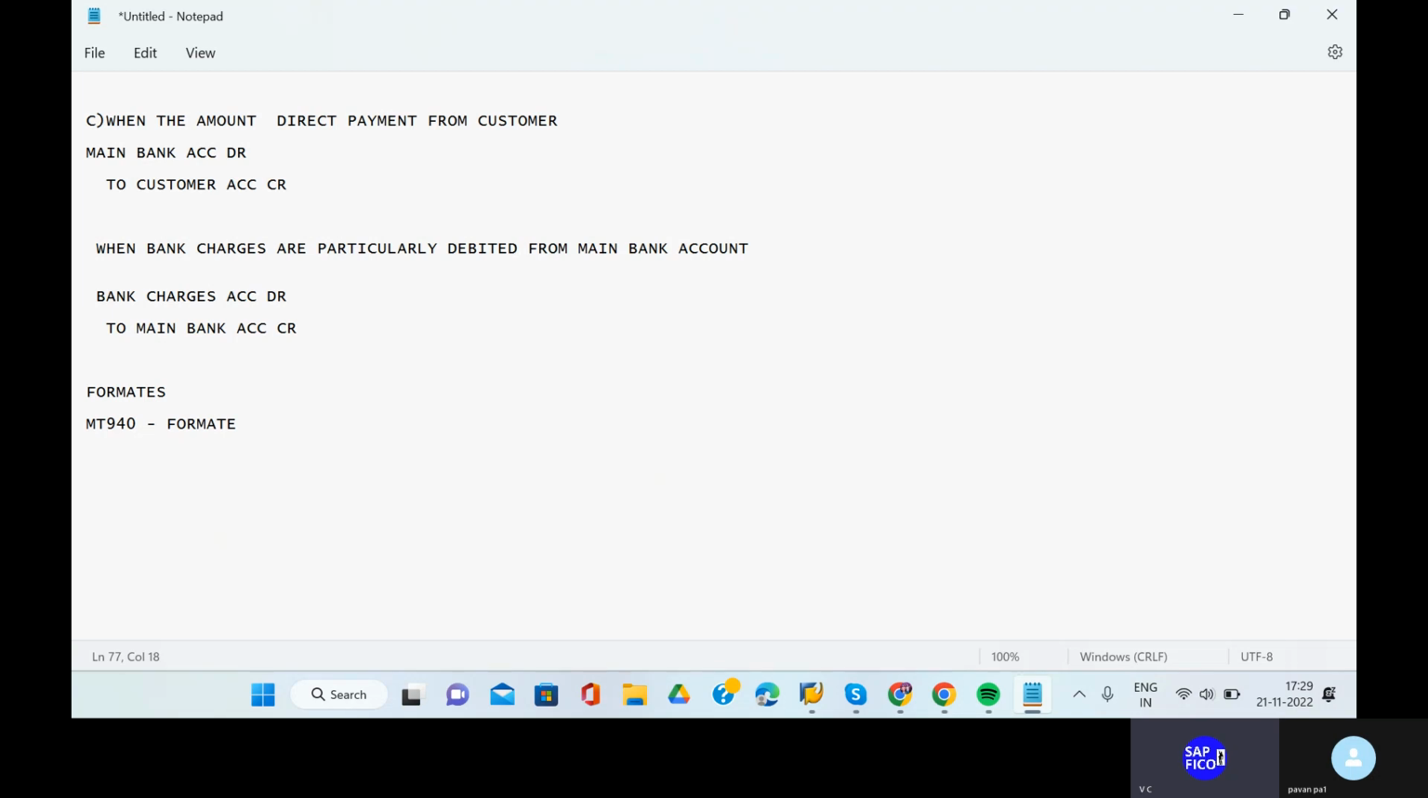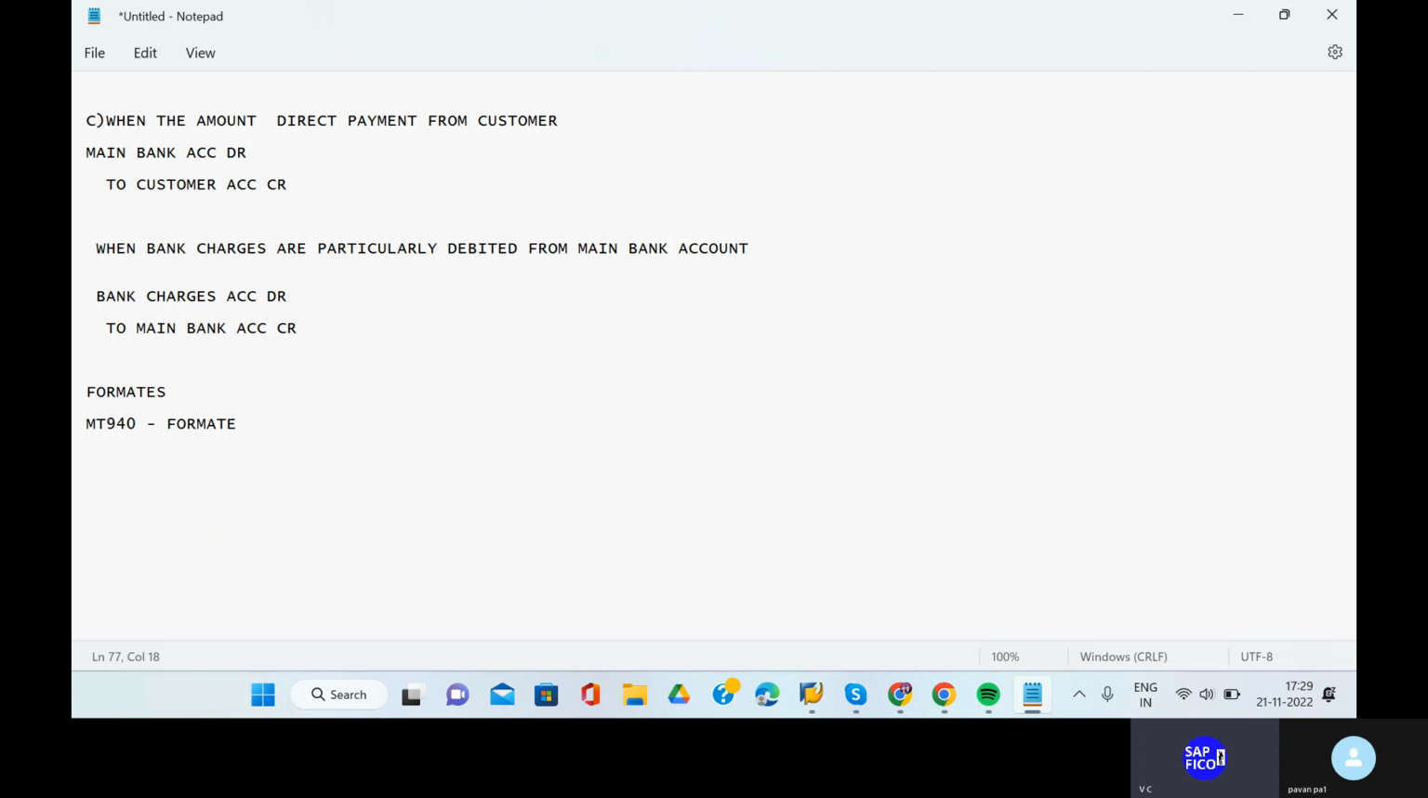Now, if I tell you like this, you will not get a clear understanding, so I will share the material with you. You will get a clear understanding of this interpretation algorithm. First, the first format is the MT940 format, Pavan.